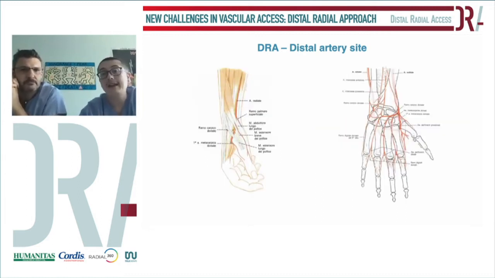On the other hand, the distal radial artery puncture site is performed in a lateral prone position. So you have to put your hand like this, the patient's hand like this. So it's not lateral, but it's 60 degrees.